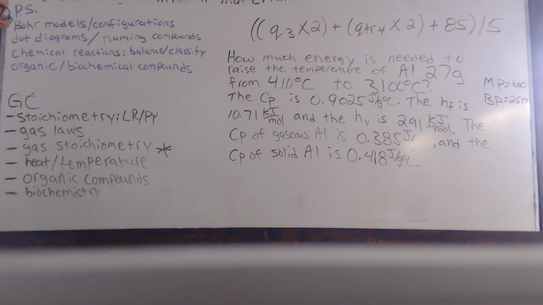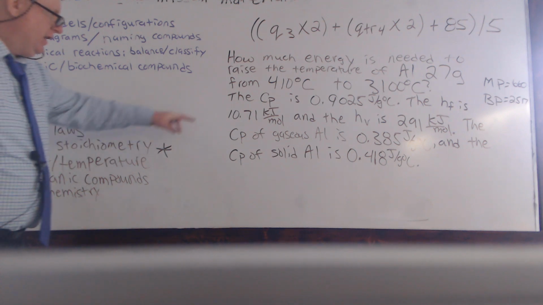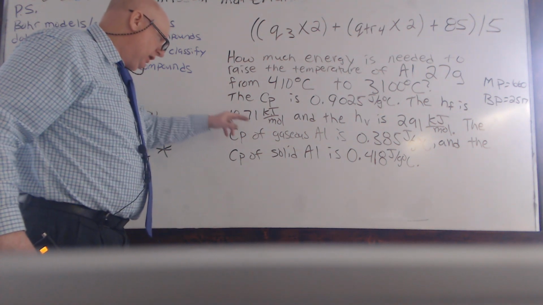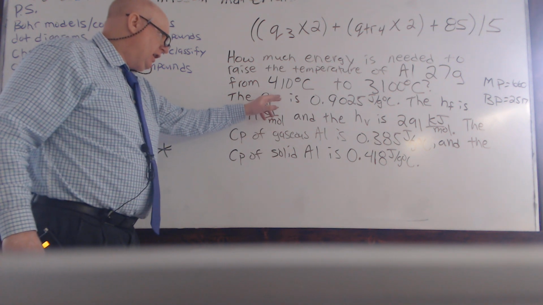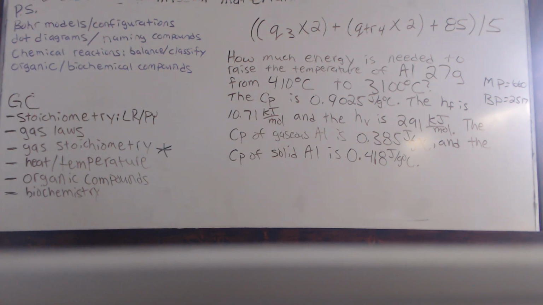So, C subscript P, do we remember what that means? That is your specific heat. It doesn't quite say that in here, but from a process of elimination, this must be for liquid aluminum. So the specific heat for liquid aluminum is 0.9025 joules per gram degree centigrade. The heat of fusion is 10.71 kilojoules per mole, and the heat of vaporization is 291 kilojoules per mole. The specific heat of gaseous aluminum is 0.385 joules per gram degree centigrade, and the specific heat of solid aluminum is 0.418 joules per gram degree centigrade.